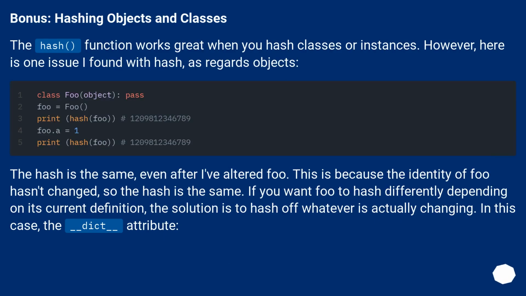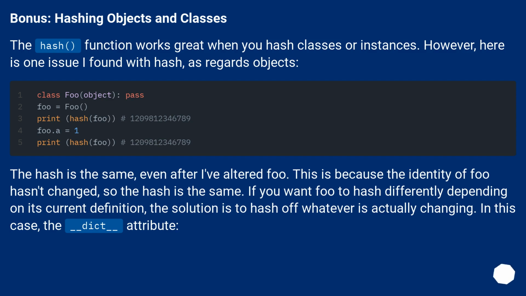Bonus: hashing objects and classes. The hash function works great when you hash classes or instances. However, here is one issue I found with hash as regards objects. The hash is the same, even after I've altered foo. This is because the identity of foo hasn't changed, so the hash is the same.